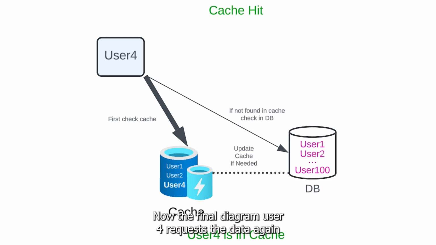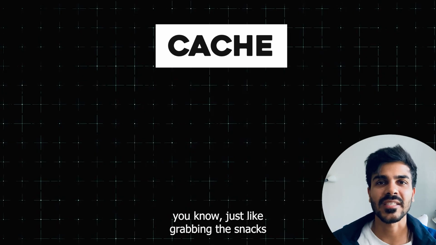Now in the final diagram, user 4 requests the data again. This time, since we have already saved user 4's data in the cache, we just grab the data from the cache, quicker and much faster. Just like grabbing the snacks from your desk.